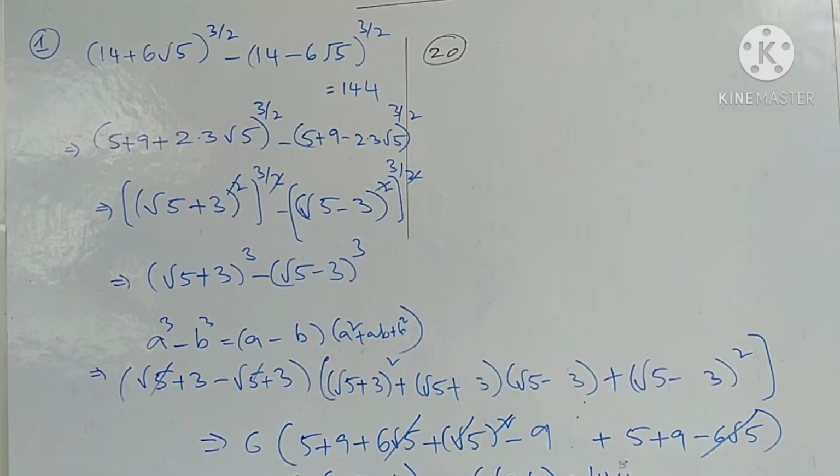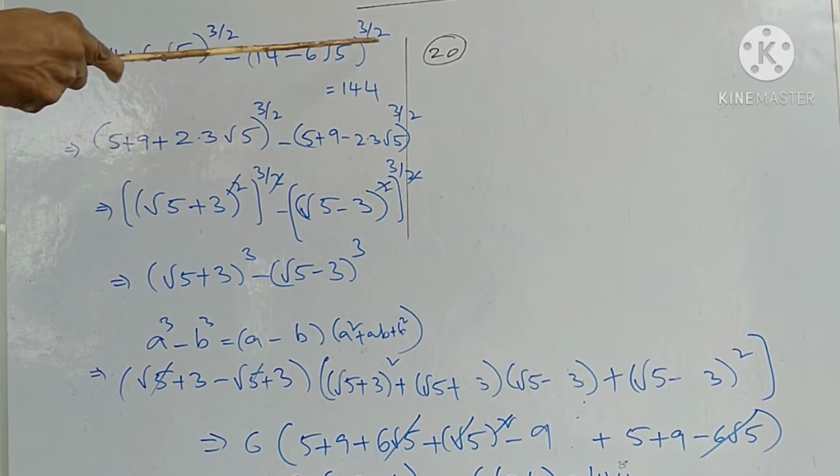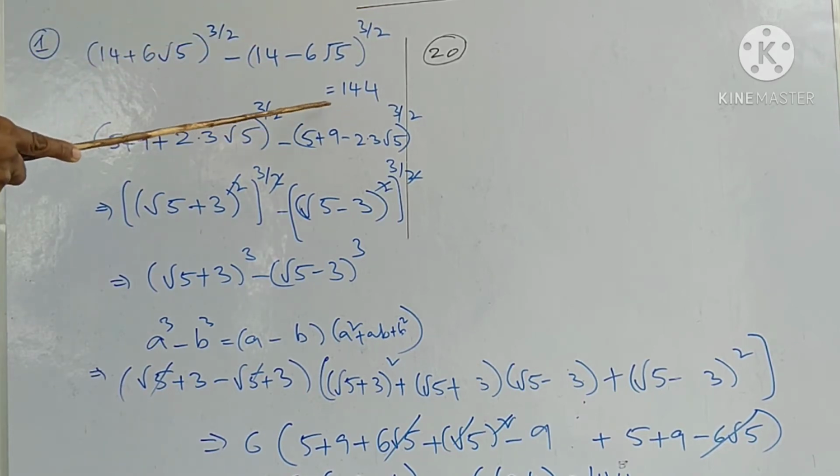This is the first question from exercise D. So 14 plus 6 root 5 whole to the power of 3 by 2 minus 14 minus 6 root 5 whole to the power of 3 by 2 is equal to 144. Show that this value is equal to 144.